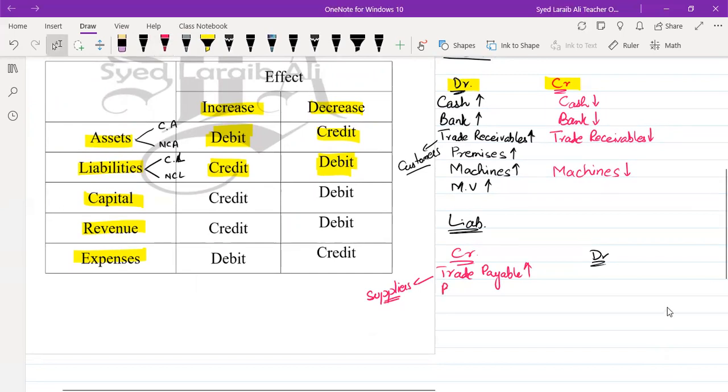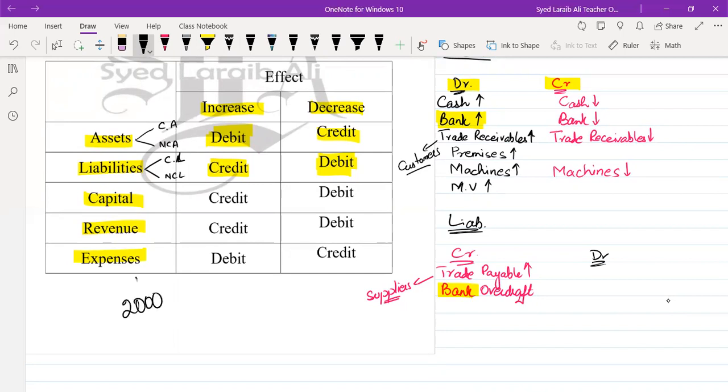The next is bank overdraft. Bank overdraft is a liability. Now remember, bank can be an asset and it can be a liability, but there is a difference. If in your bank account the amount is in positive, the amount is there in your bank account, that is your asset. For example, if in your bank account you have $2,000, so this is basically your bank on positive side and it is your asset.